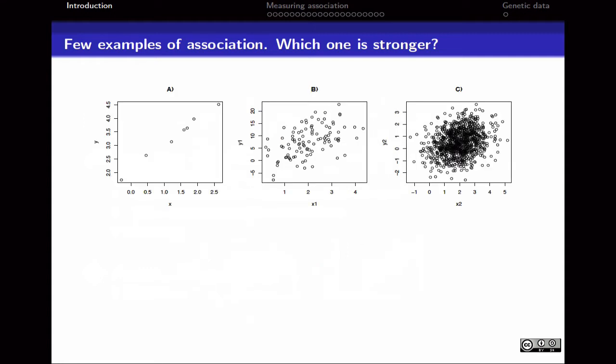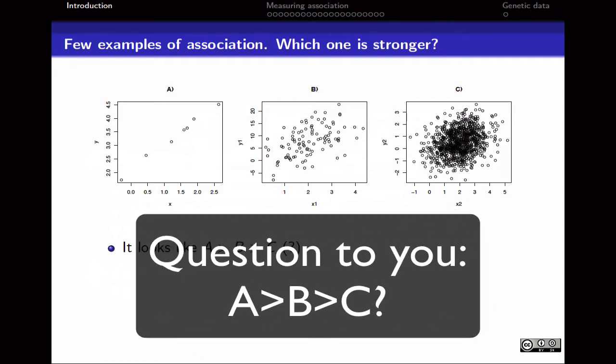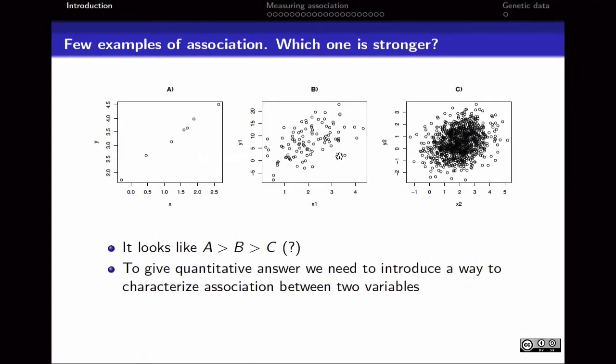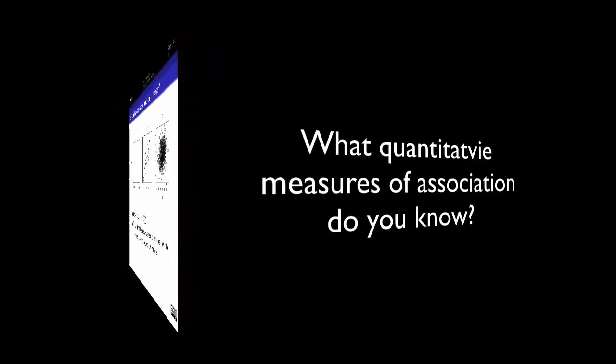I'm going to ask the same question about these 3 different data sets. Would you agree that it indeed looks like the association in panel A is stronger than in panel B, and stronger than in panel C? To give a quantitative answer, we need to introduce a way to characterize association between 2 variables.